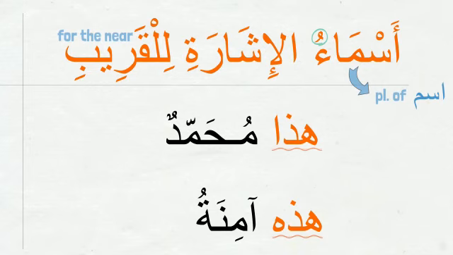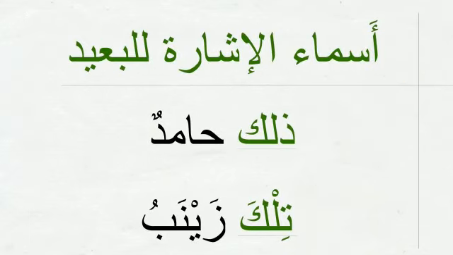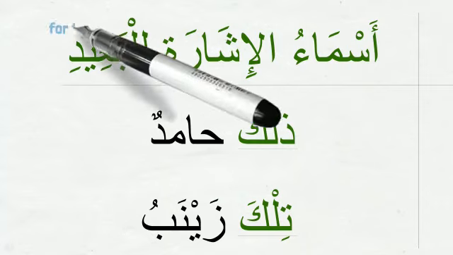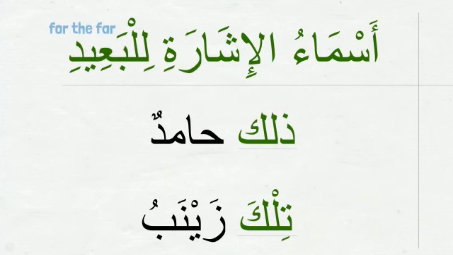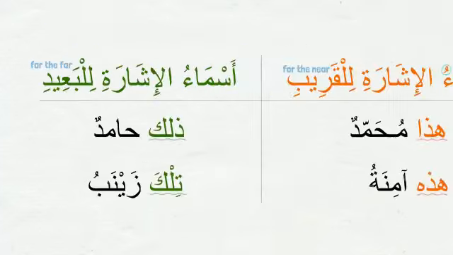things that are near. In the left column, we have examples of أسماء الإشارة للبعيد. Here, للبعيد is another جار مجرور phrase. البعيد, as we know, means far. So, للبعيد means for the far. ذلك and تلك, as in the ذلك حامد, تلك زينب, are considered أسماء الإشارة للبعيد, because we use them to point at the people and things or animals that are far from us.